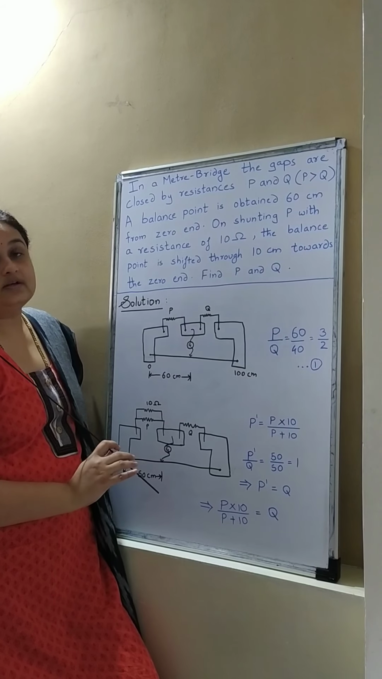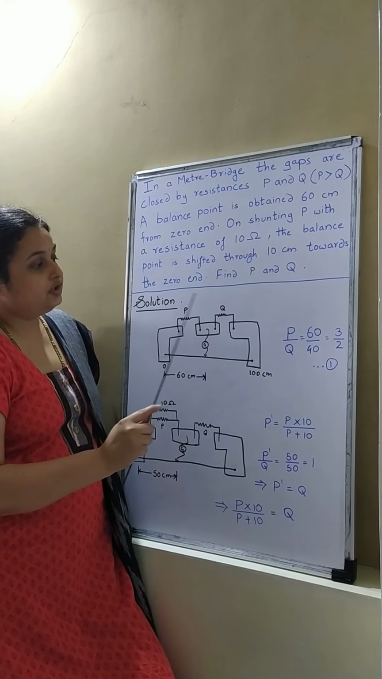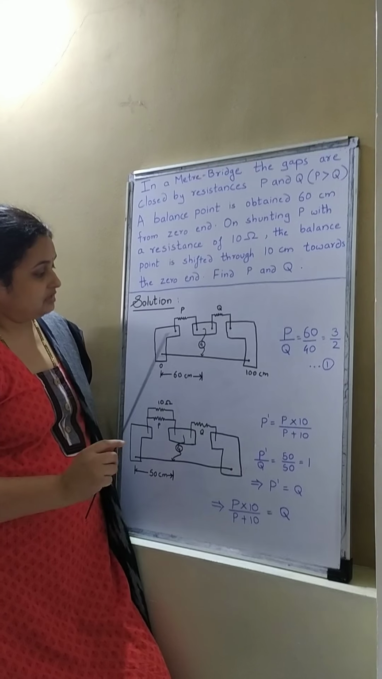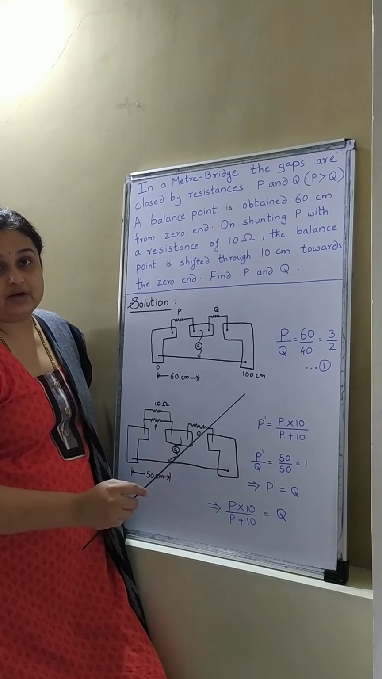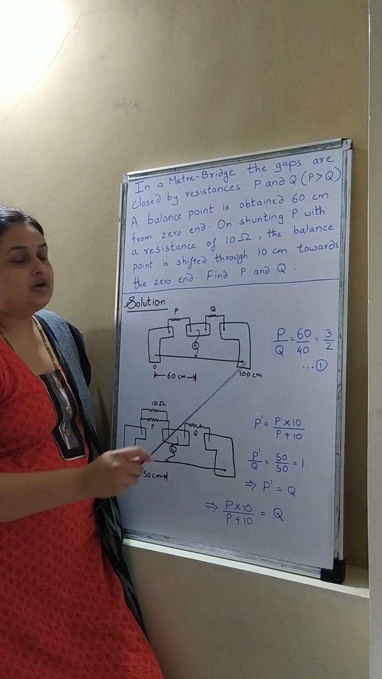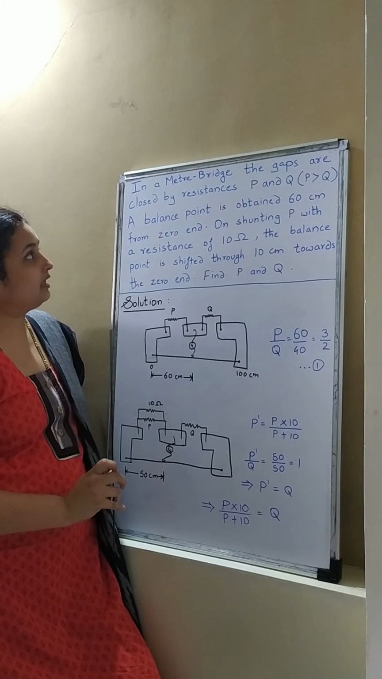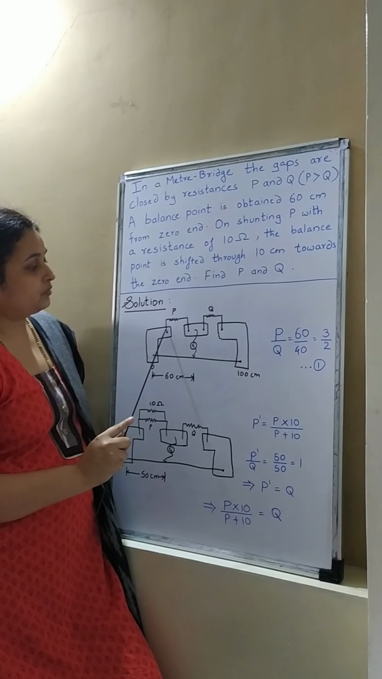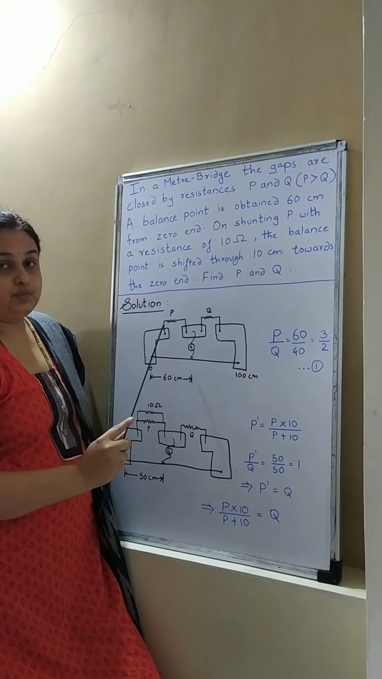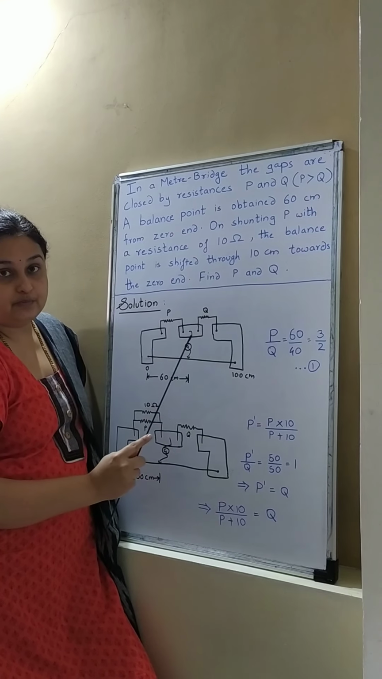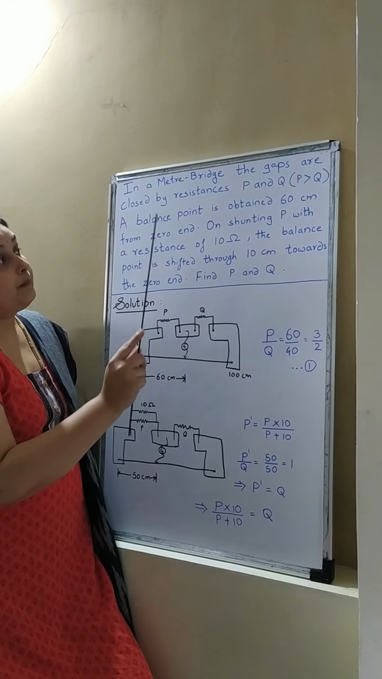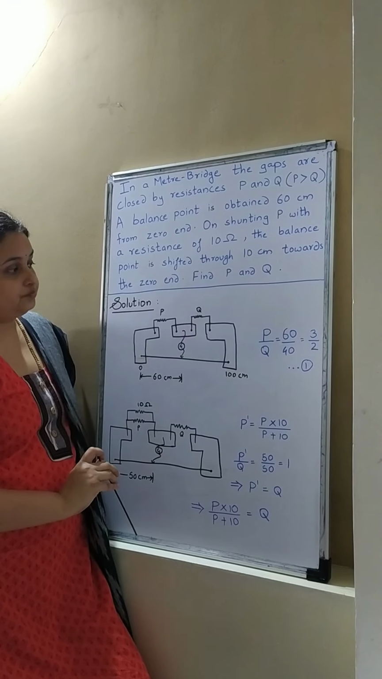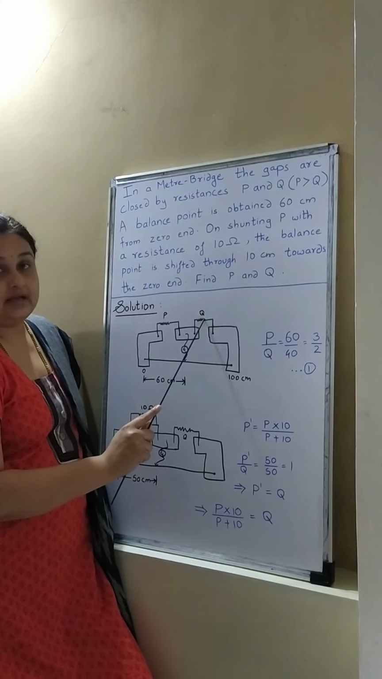Now let's try to understand this problem. I have drawn a meter bridge partly, without the battery and the rheostat, just the part that we need. The gaps are closed by resistances P and Q. In the left gap we have put P and in the right gap we have put Q. P is greater than Q.